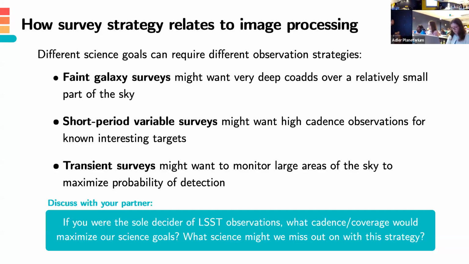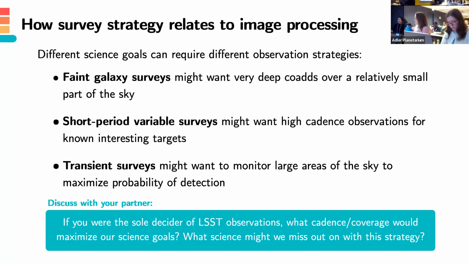Because if you're interested in something that's changing over a day time scale, and you go back and visit it every month, you're going to be severely limited in what you can say on shorter time scales. And then transient surveys might want to monitor very large areas of the sky to maximize the probability of seeing a rare event we can't predict the position of beforehand. So there are these competing scientific interests that shape how surveys are observed and how survey strategies are crafted.